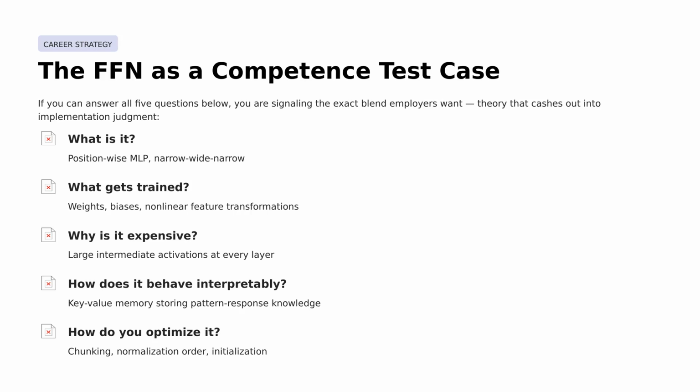Here's the career strategy in one test case, the feed-forward network. If you can clearly answer these 5 questions, you show the mix employers want: solid theory and practical judgment. What is it? A position-wise MLP with a narrow, wide, narrow shape. What gets trained? The weights, biases, and nonlinear feature transformations. Why is it expensive? Large intermediate activations. How is it interpretable? Like key-value memory. And how do you optimize it? Through chunking, normalization, order, and initialization.